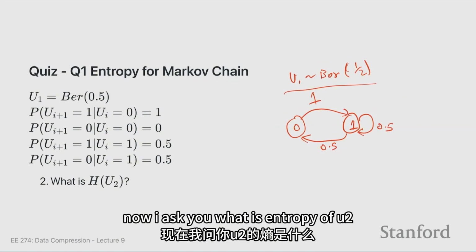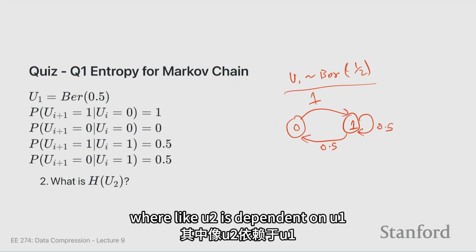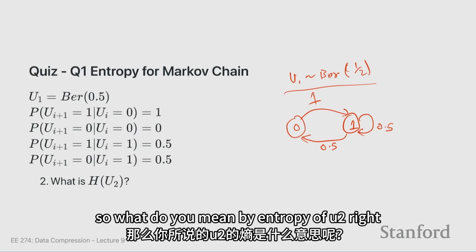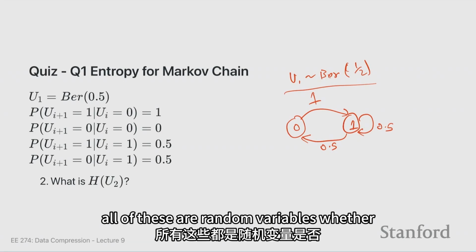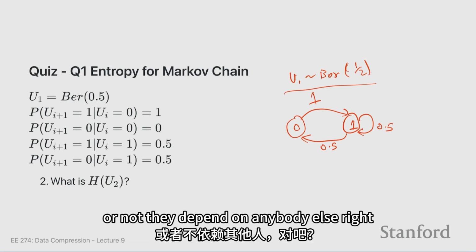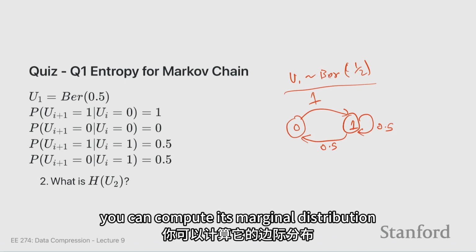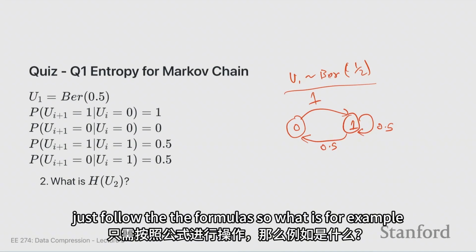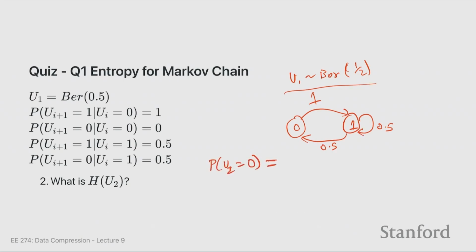Now I ask you, what is the entropy of U2? There was a question on Ed where U2 is dependent on U1. So what do you mean by entropy of U2? At the end of the day, all of these are random variables, whether or not they depend on anybody else. Any random variable, you can compute its marginal distribution and its entropy. Just follow the formulas. So what is, for example, P(U2 = 0)?